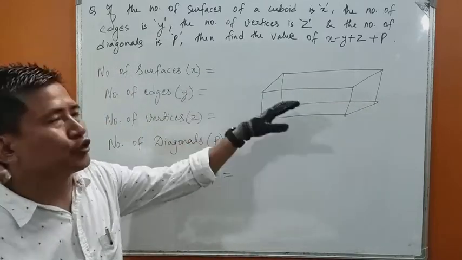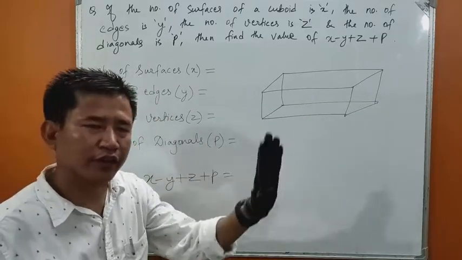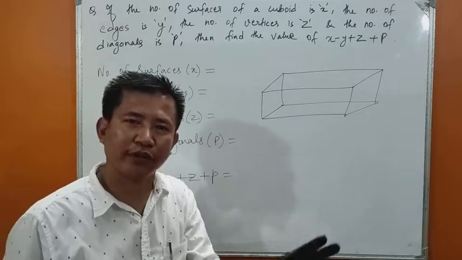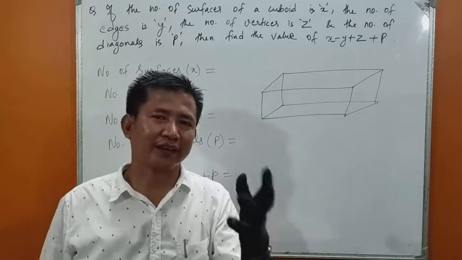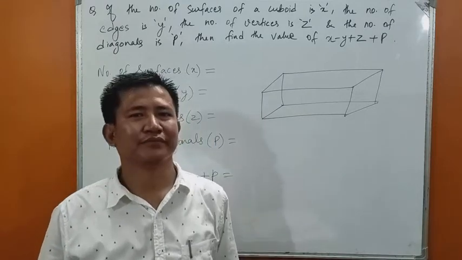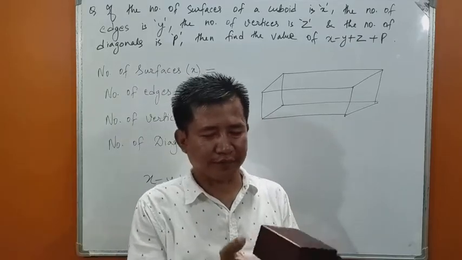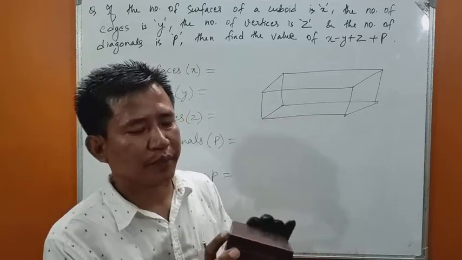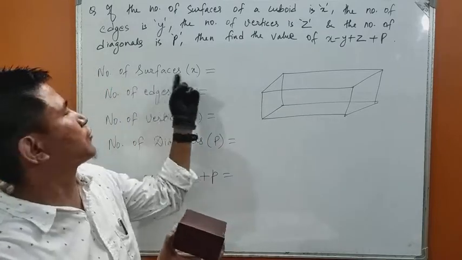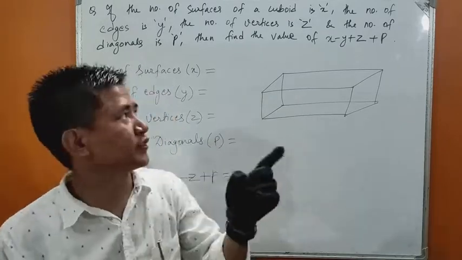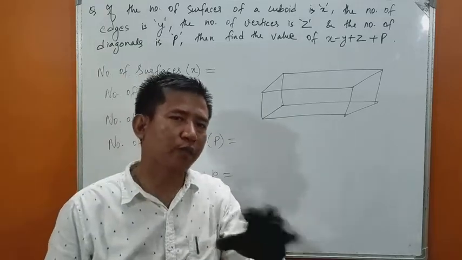The number of surfaces of a cube and a cuboid are equal. The number of edges are equal. The number of vertices are equal. And the number of diagonals are equal. The only difference is that length, breadth and height are different in a cuboid, and the same in a cube. Now I will explain this with the help of this cube shape. This is not exactly a cube, but it looks like a cube. So let us see the number of surfaces, edges, vertices and diagonals, which will be equal for a cube and a cuboid.